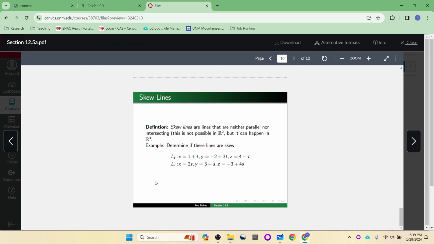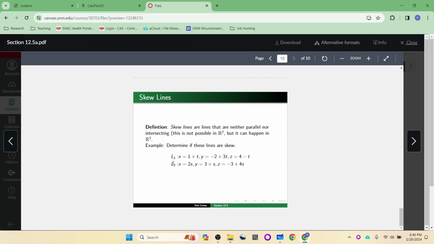Lines in 3 dimensions probably will not intersect. If you think about it, you draw a line in space and you draw a second line, it would be really unlikely for it to hit dead on. It's a lot of space for it to miss. But they might, depending on how well set up the problem is. So, skew lines, that's the name for lines that are neither parallel nor intersecting, which cannot happen in 2 dimensions, but it can happen in 3 dimensions.